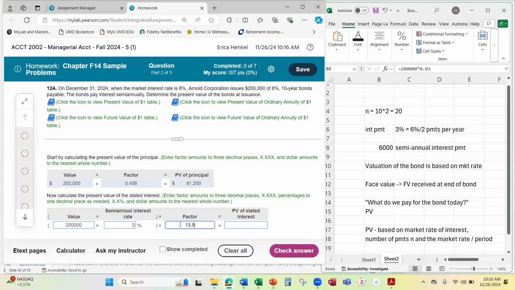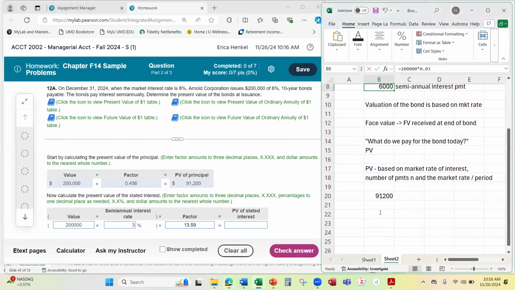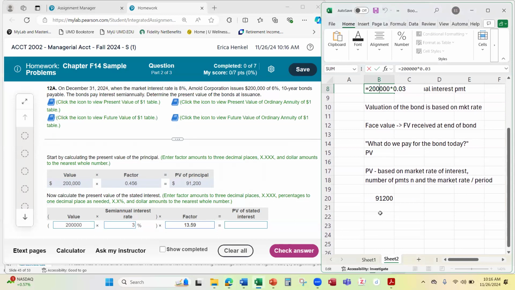So taking $6,000 times 13.59, we get 81,540.